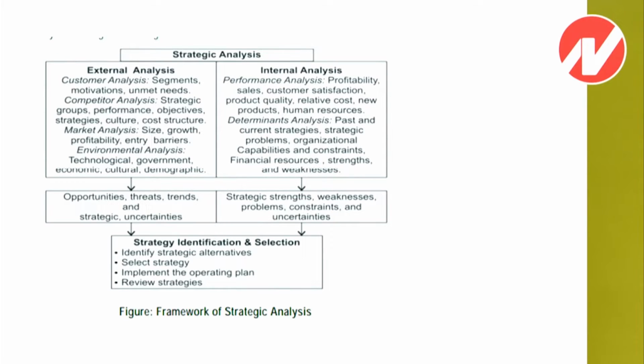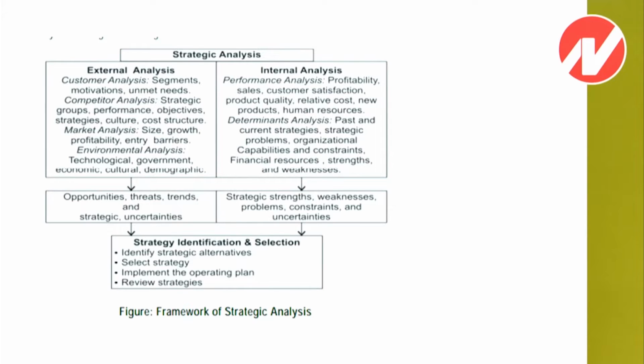So this is external. External means each and every force outside. Internal, you can write anything. You need to remember 3-4 things and you can write it. Then second, on the right-hand side there is internal analysis. So performance about the company's own things: profitability, sales, customer satisfaction, product quality, relative cost, new product, human resource.